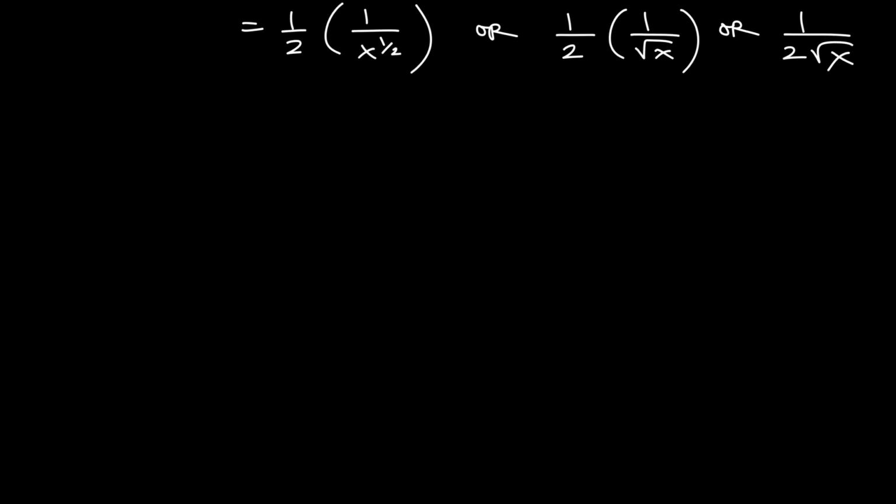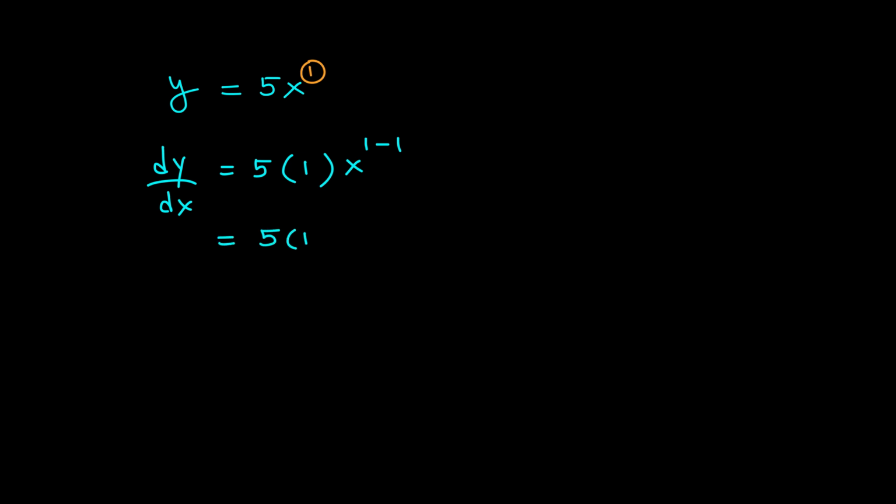Let's move to some more examples. Something like y is equal to 5x. 5x means the power of x is 1. Therefore, when we differentiate, dy by dx, 5 remains as it is, 1 comes down, x, the power reduces to 0. So 5 into 1 into x raised to the power of 0. We know that any variable raised to the power of 0 is simply 1. So the answer comes out to be 5.